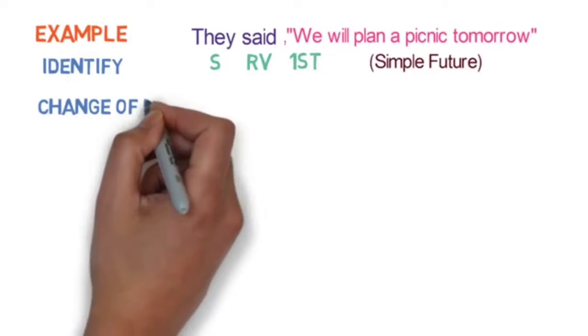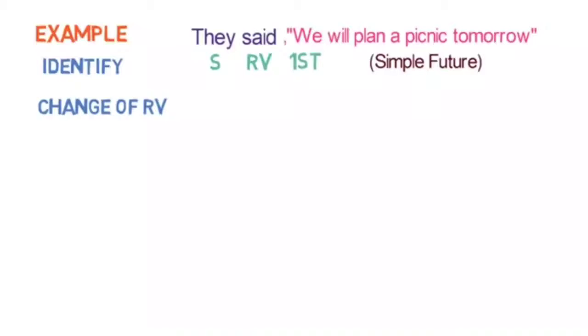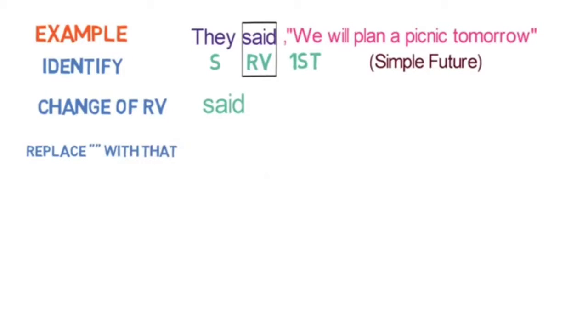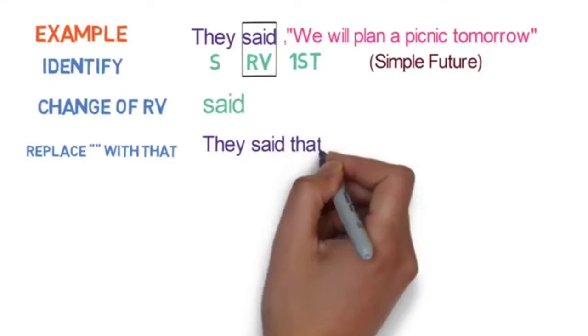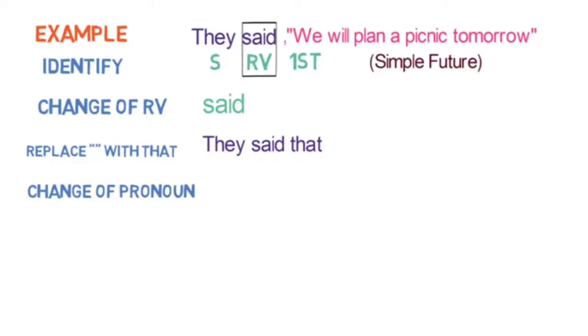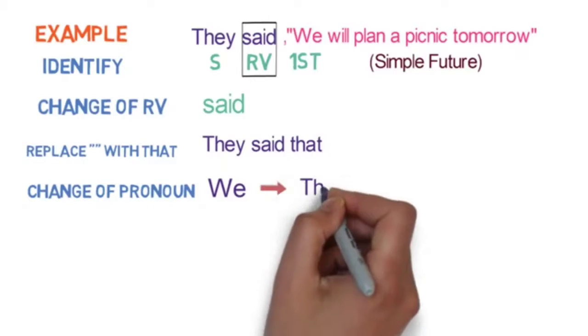Second step is the change of reporting verb. We have said, so it will remain unchanged as said. The third step is replacing the inverted commas with that. So the sentence will become: They said that. Fourth step is the change of pronoun. Here we is the first person and the subject is they. So we will be changed into they.